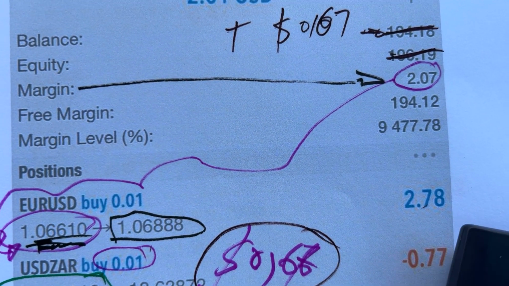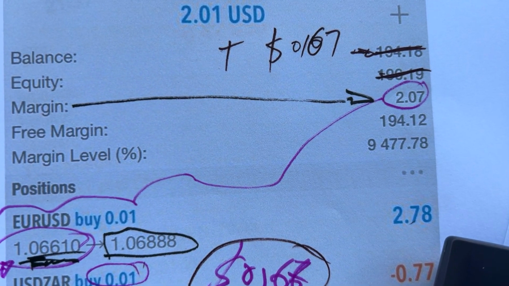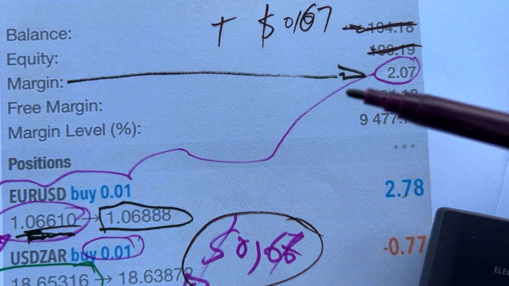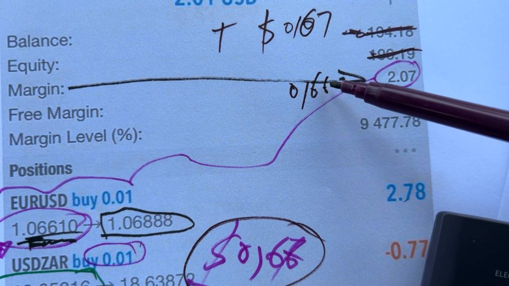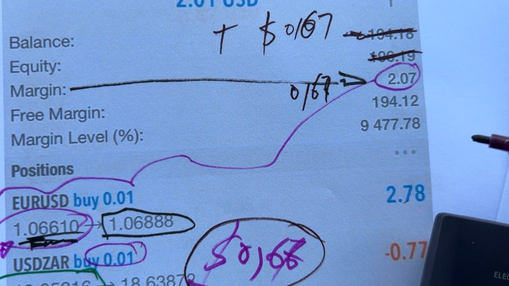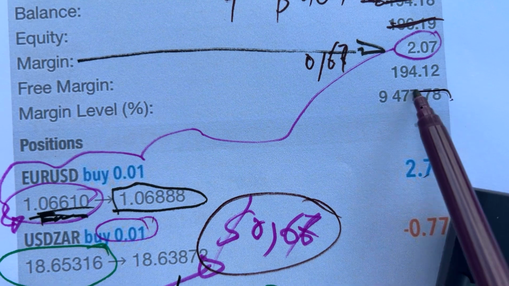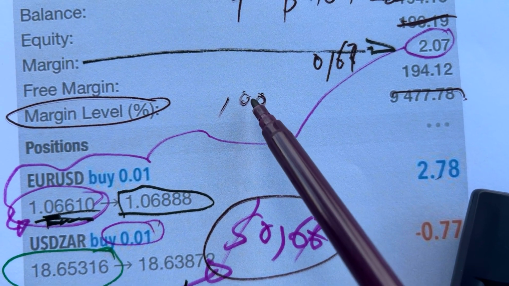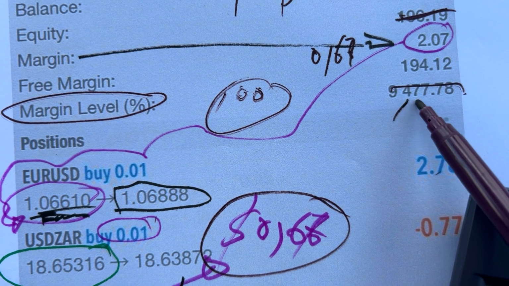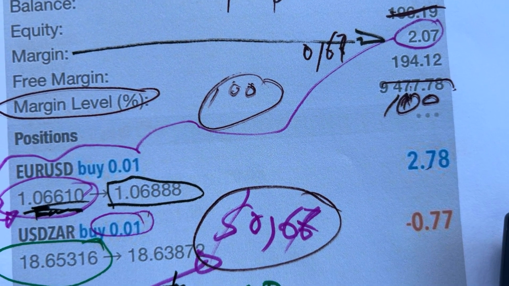Plus 0.67, right? Okay, you're going to have an equity, which is good. And then margin is going to be needed with what? 0.67, right? And then if you have 0.67 here, what will happen here on margin level? You're going to have what? 100% margin level. Here is going to be what? It's going to be 100 instead of this number that you see.